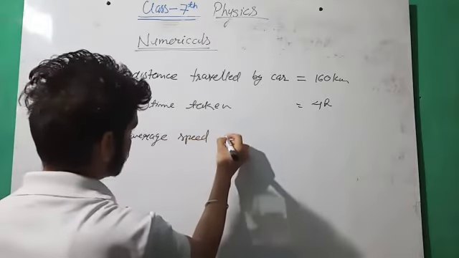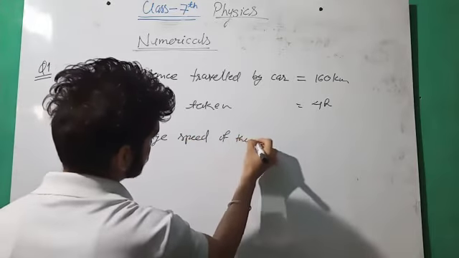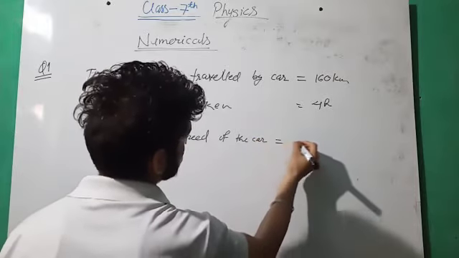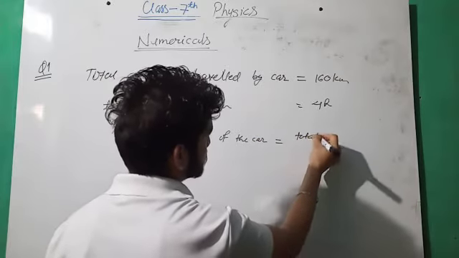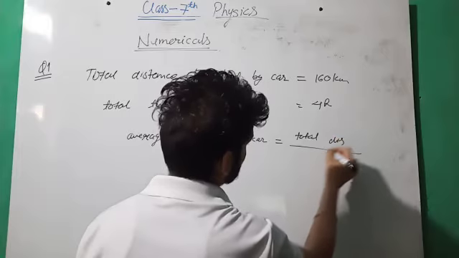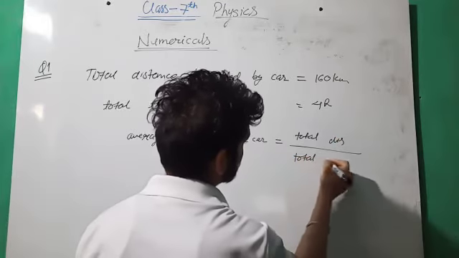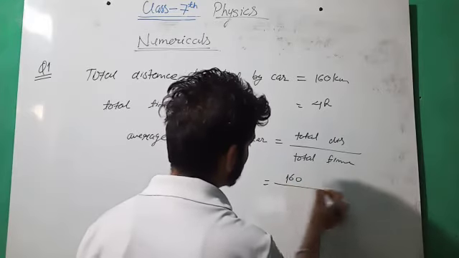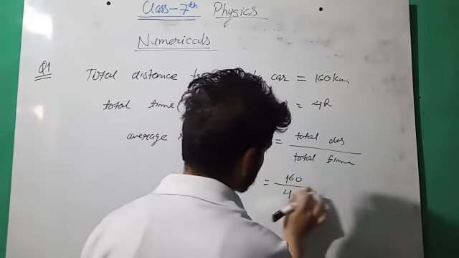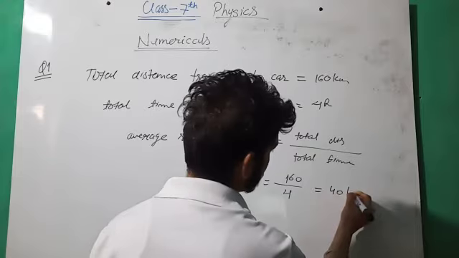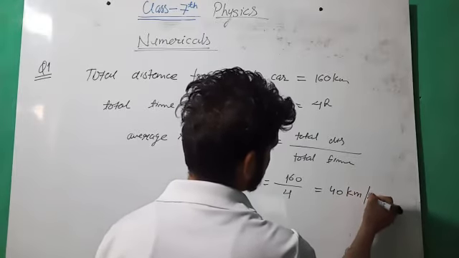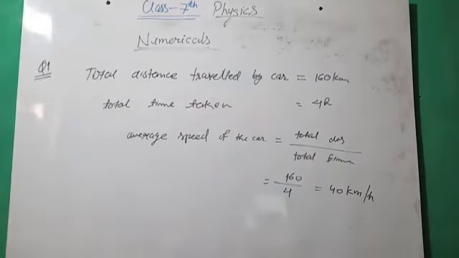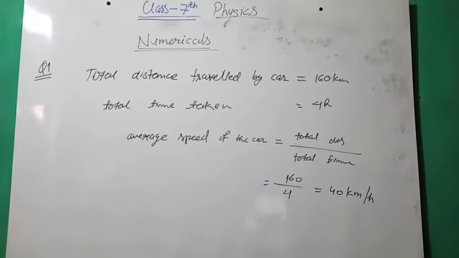In this question, the average speed of the car is total distance upon total time taken. Total distance is 160 km upon 4 hours. That is 40 km per hour, the average speed of the car. Question number second.